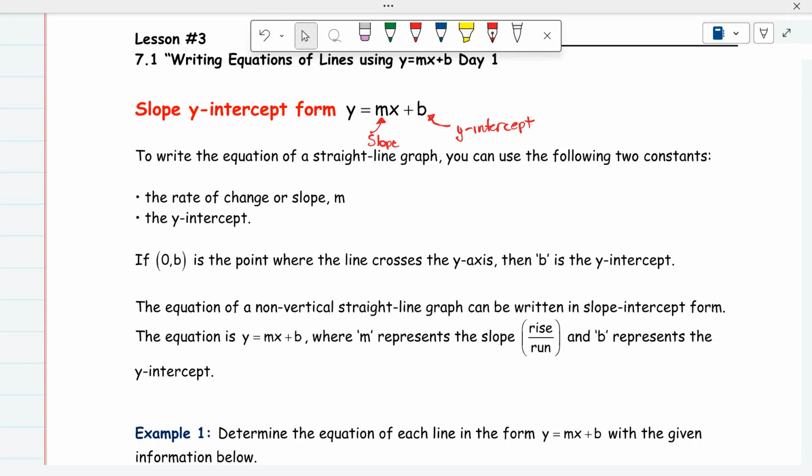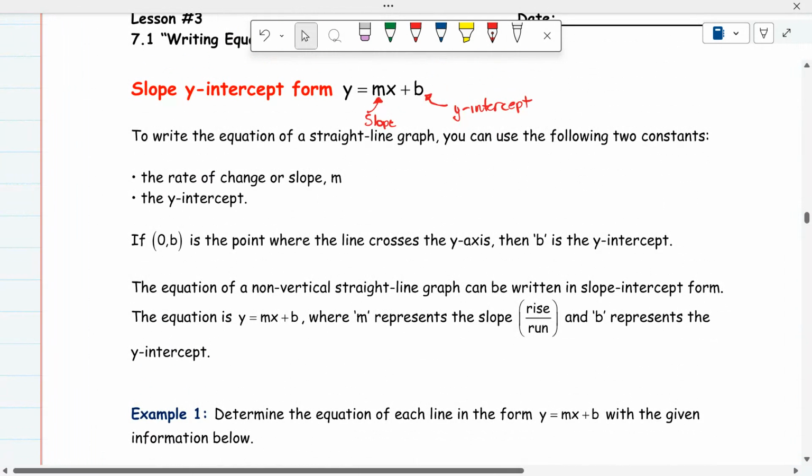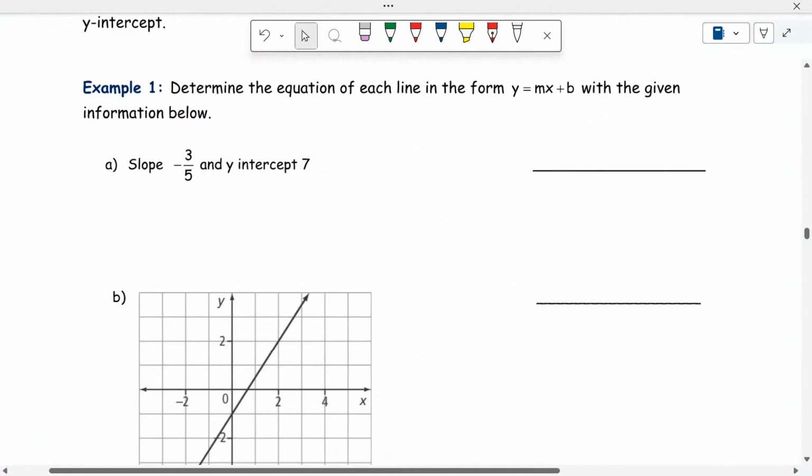The other piece is I can give you some information that is not necessarily the slope and the y-intercept, but enough information about the line that you can figure out M and you can figure out B. That's our goal today using this method. And then in the second part of class, I'll show you another way we can do it. All right, so this just talks about what we just talked about here. What does M represent? What does B represent? All right, so this is the scenario.